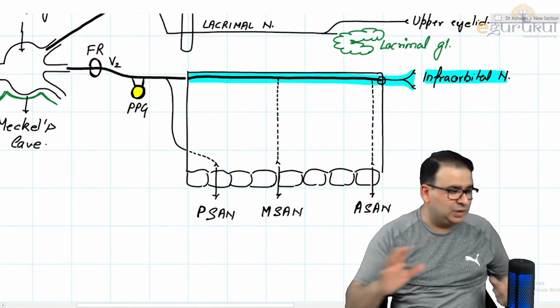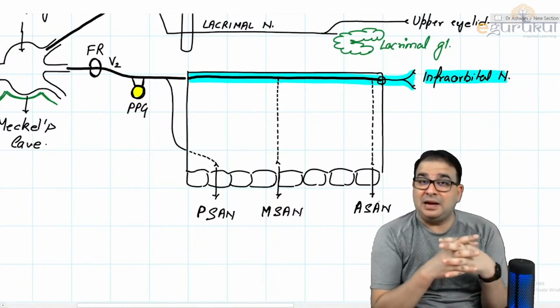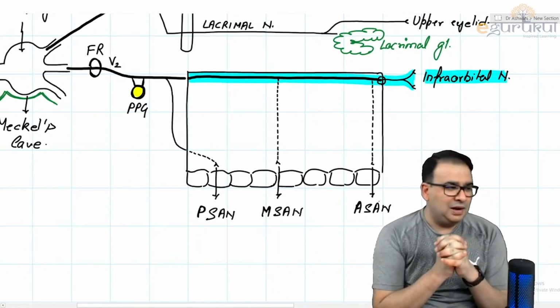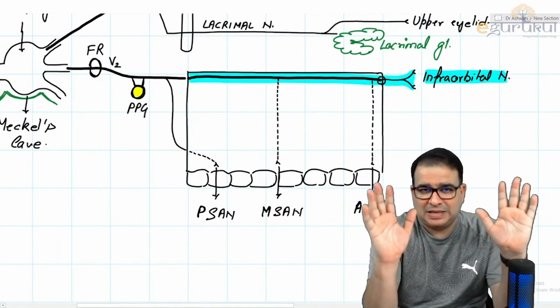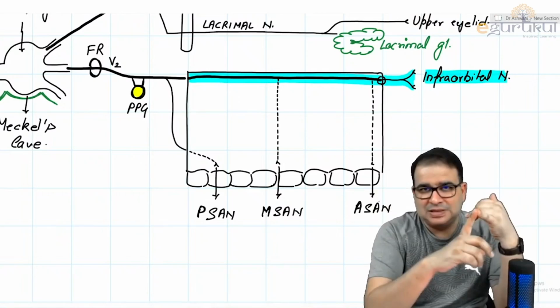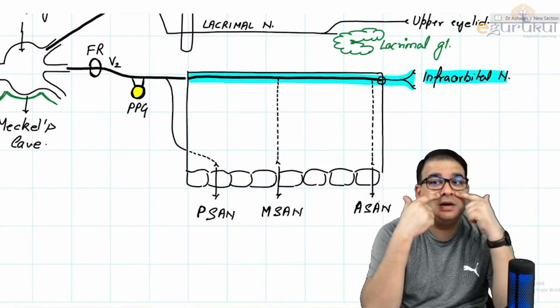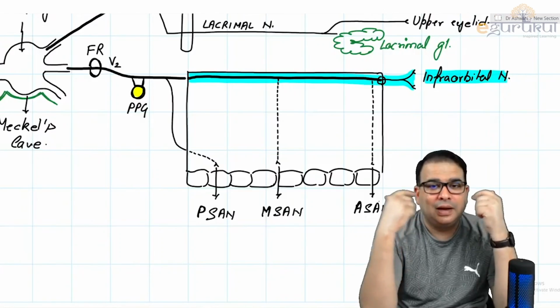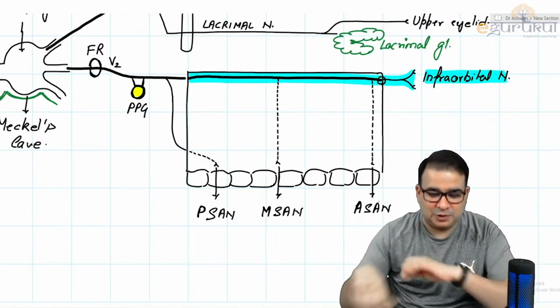Make sure you write the whole thing. Posterior superior alveolar nerve, middle superior alveolar nerve, and anterior superior alveolar nerve. That's all we need to know about the maxillary nerve. So the maxillary nerve basically is supplying the maxillary air sinus. It is coming out to supply the skin also. Infraorbital nerve is supplying the skin. And then we see the 3 superior alveolar nerves: posterior, middle, and anterior superior alveolar nerve.